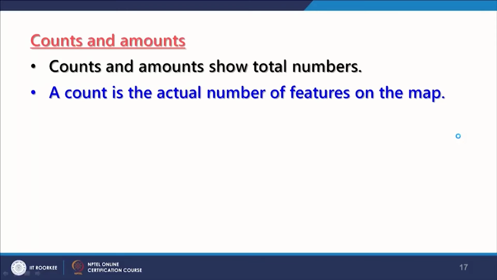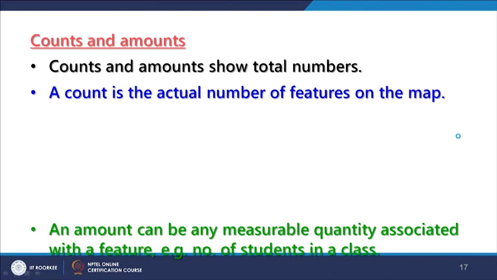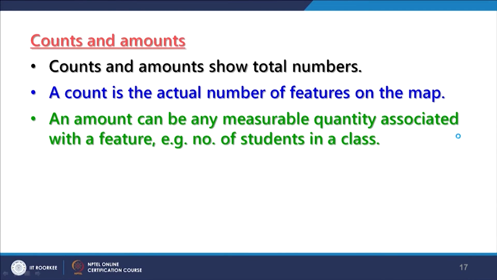Now the last kind of attributes which we have started handling in GIS in recent years is counts and amounts. It's not that complicated. It's quite simple: counts and amounts show total numbers. There is a separate attribute which will store the information about total numbers, and the count is actually the number of features on a map. Suppose there is a point map, I may have 1000 points. So I would like to store this information in a separate field. This helps while doing some statistical analysis over my attribute data. So this field is very helpful from that point of view.